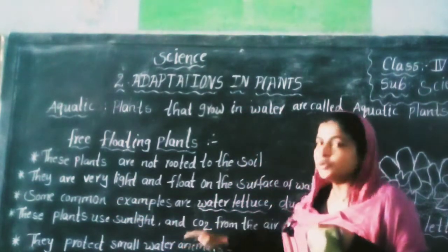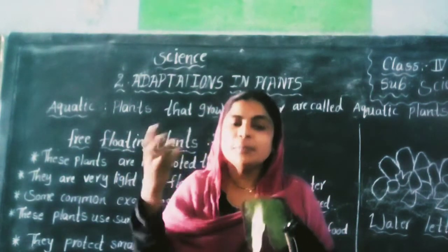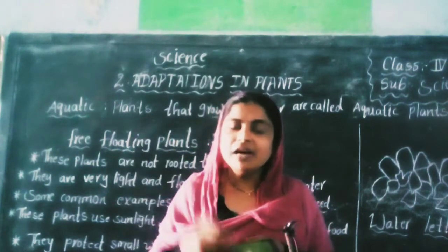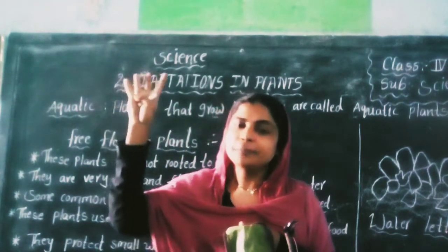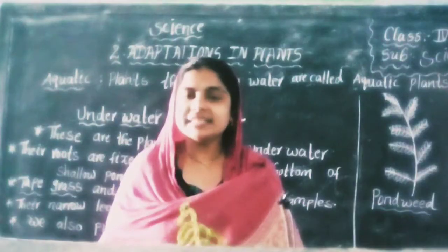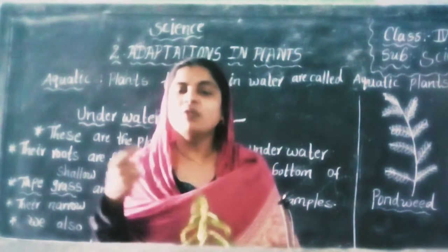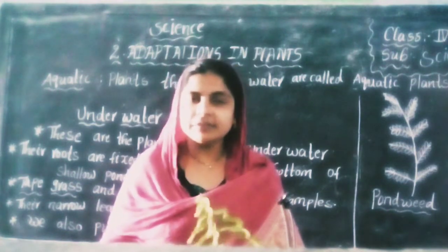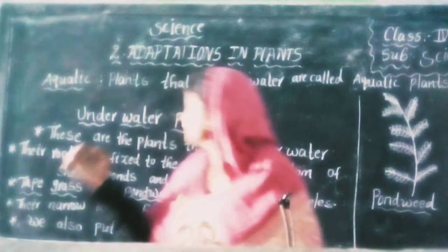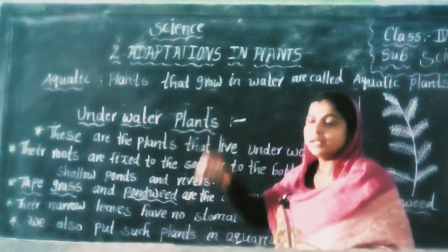These plants use sunlight and carbon dioxide to make food. They protect small water animals from the hot sun. Okay children, examples of free-floating plants: water lettuce and duckweed. In this class we are discussing underwater plants. Second one, underwater plants.